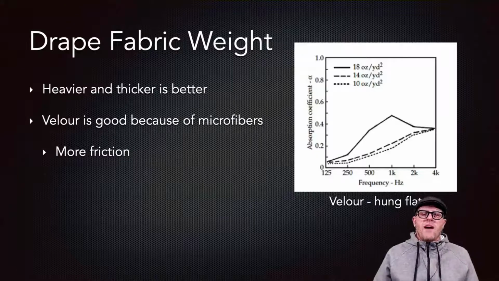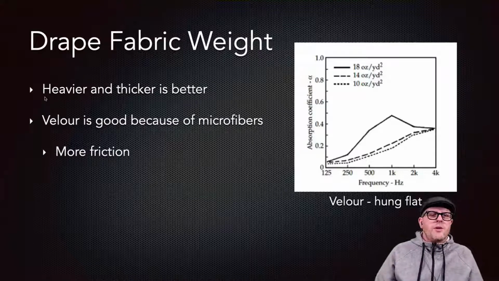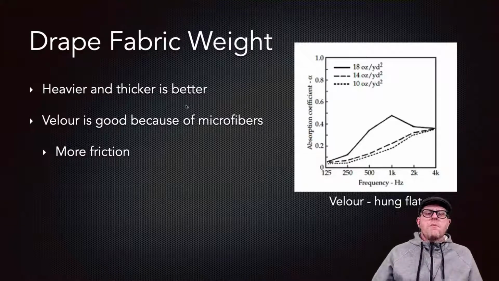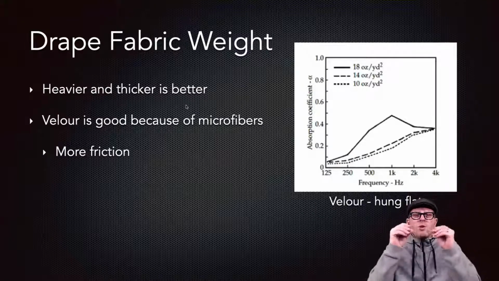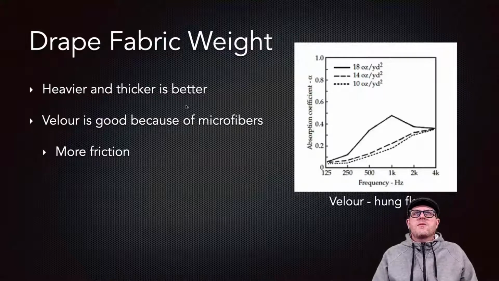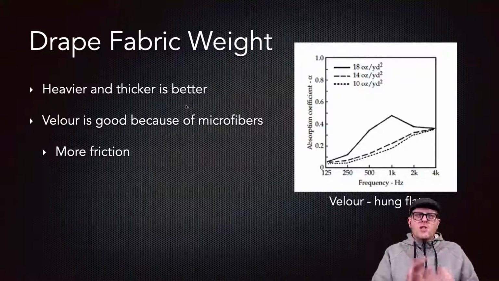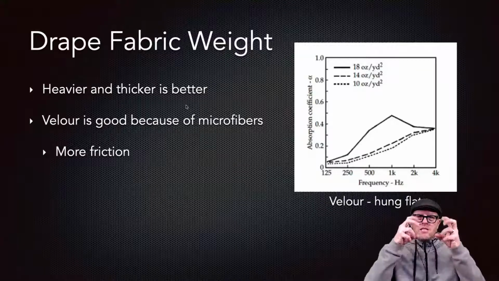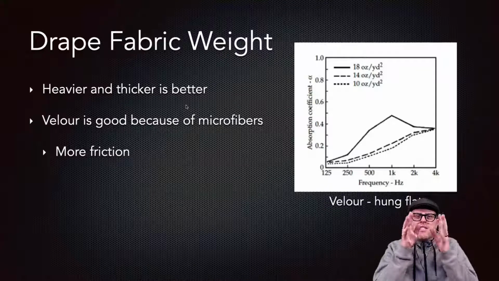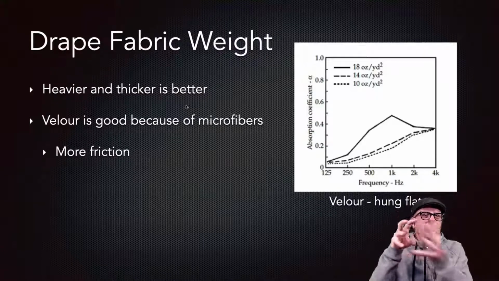So let's take a look at drape fabric weight. Heavier and thicker is better, and that goes along with our intuition. Velour is good because of microfibers, all the little tiny hairs. It's got a fuzz to it, right? And those little tiny hairs are creating friction for the air molecules when they're moving back and forth.